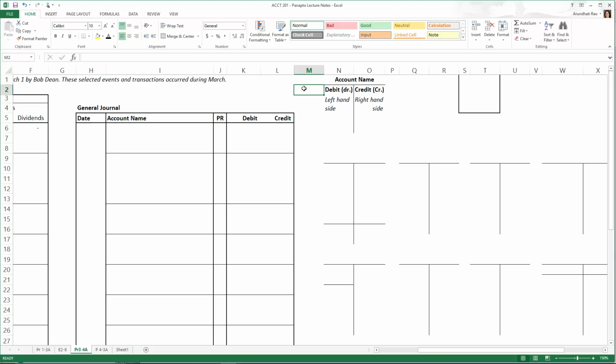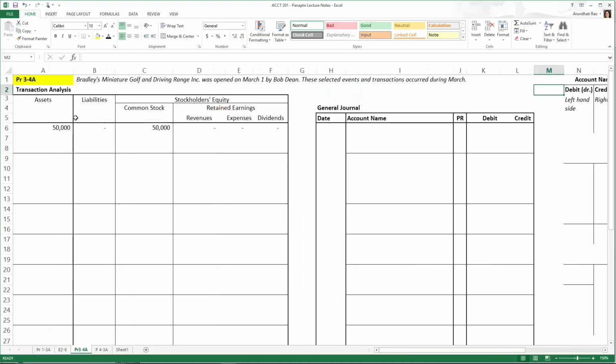So then what exactly do debits and credits do for us? Well, they are a way in which we track the effect of all the transactions on assets, liabilities, and owner's equity. So let's start with this: assets are always increased with debits. So the normal balance for assets is debit. The opposite is true for liability and stockholders' equity.